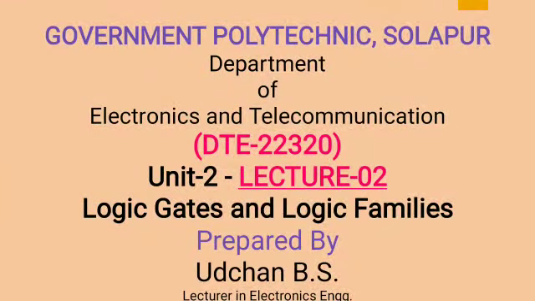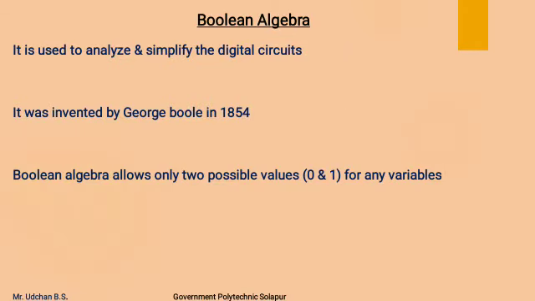Welcome all. In the last lecture, we have seen various logic gates, that is basic gates, universal gates and special purpose gates. In today's lecture, we will see Boolean algebra. Basically, Boolean algebra is used to analyze and simplify digital circuits. It was invented by George Boole in 1854. Boolean algebra allows only two values, that is 0 and 1, for any variable.